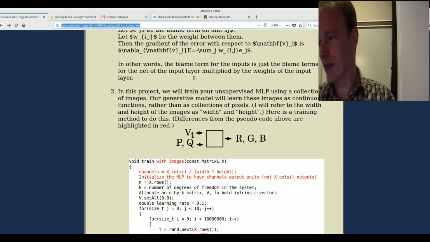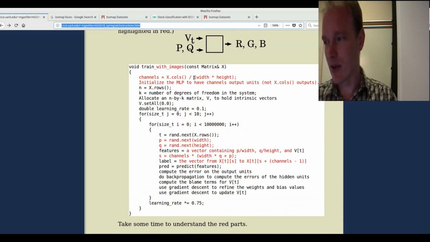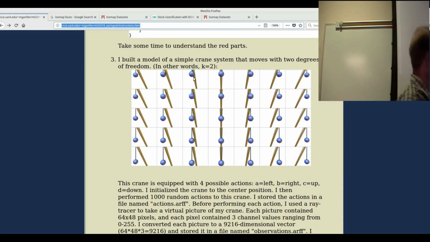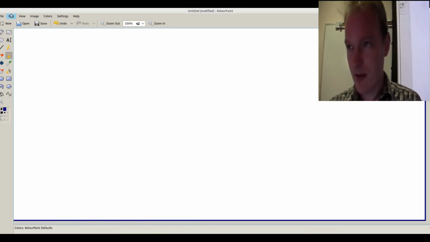Yeah, in this particular case, we're going to be building this recurrent neural net that's going to generate these models of cranes. Let me draw a picture.